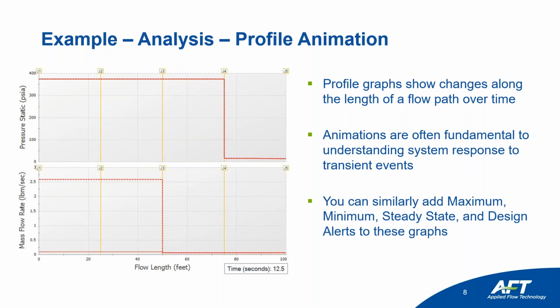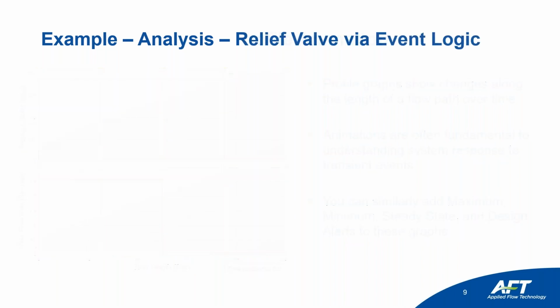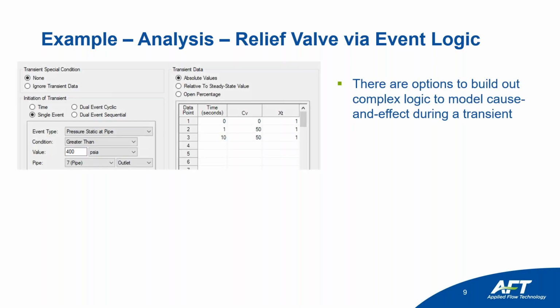Similarly, you can look at the extreme. So if you're only interested in what max flow rate do I get, or do I drop below a minimum pressure threshold, you can also add that to these graphs as well. Finally, we will peruse what modeling a relief valve looks like, but we won't go through the steps just for time's sake. So there's quite a few different options to build out complex logic within a transient model.